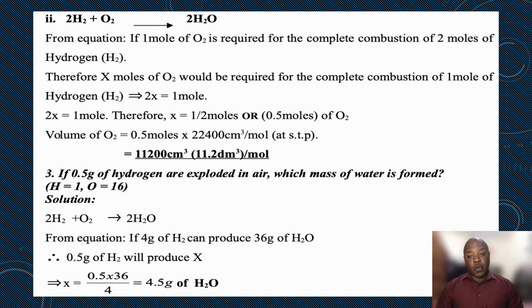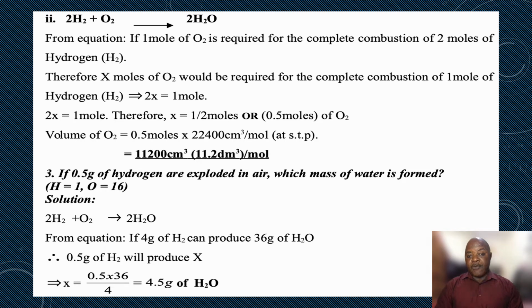So 1 times 2, 2 atoms of hydrogen, we will have 2, times the number of moles. There are what? 2 moles there. We'll get 4. Now there are 4 grams involved. So if 4 grams of hydrogen can produce 36 grams of water, water is 18, 18 times 2 is 36.